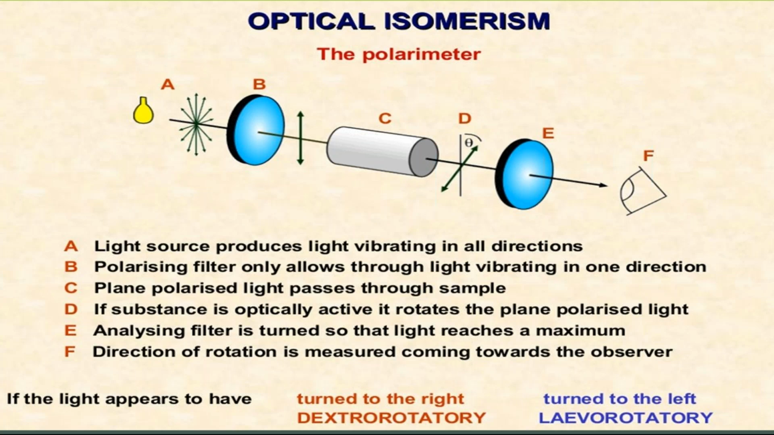So that is the ordinary light. The ordinary light will have vibrations in all directions. They are not in one direction. They are scattered.